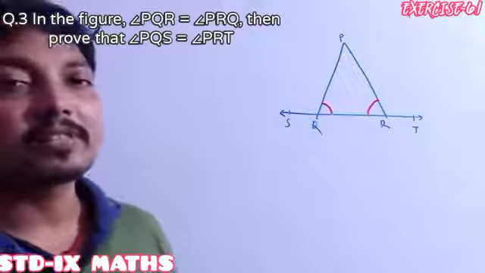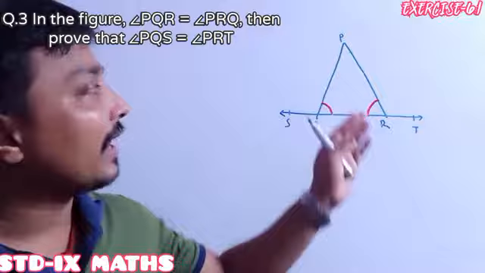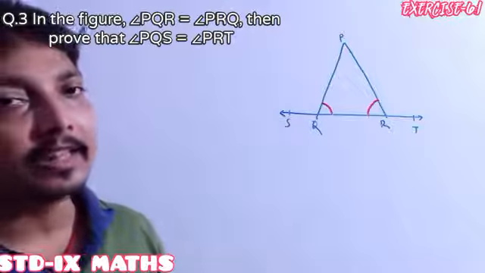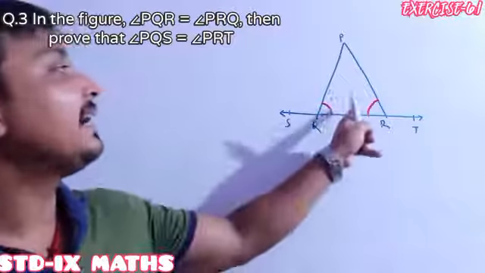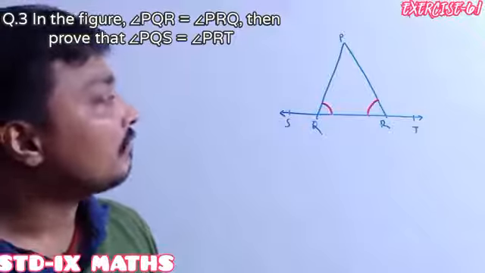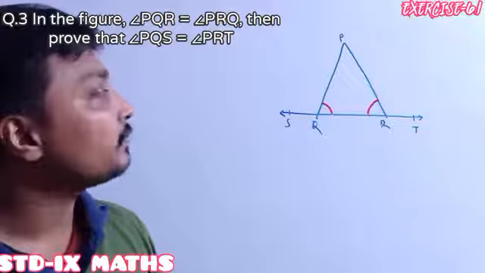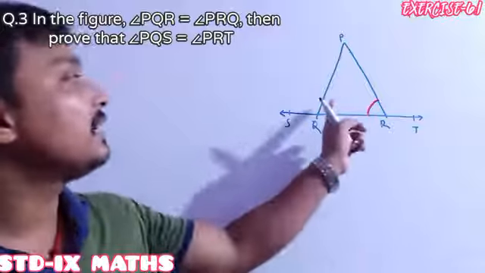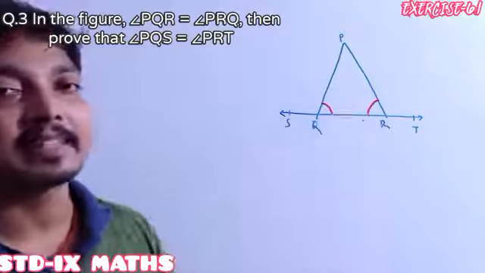See, in the next question, it is given that here is a triangle, and in the triangle this angle is the same as this angle. It means angle PQR is the same as angle PRQ. It means this angle is the same as this angle, as given.